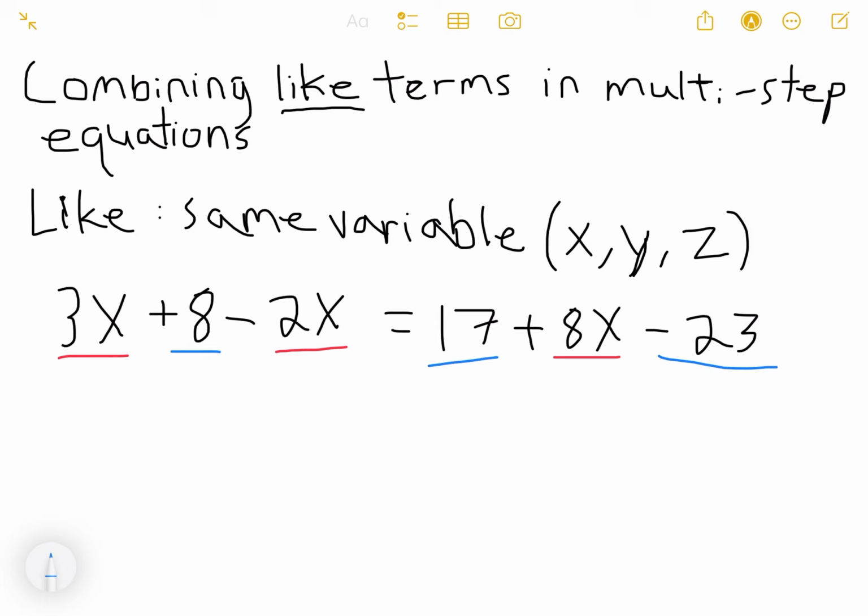So then the first step here is to combine on each side, right? So that's our first step. Number one, combine on each side.